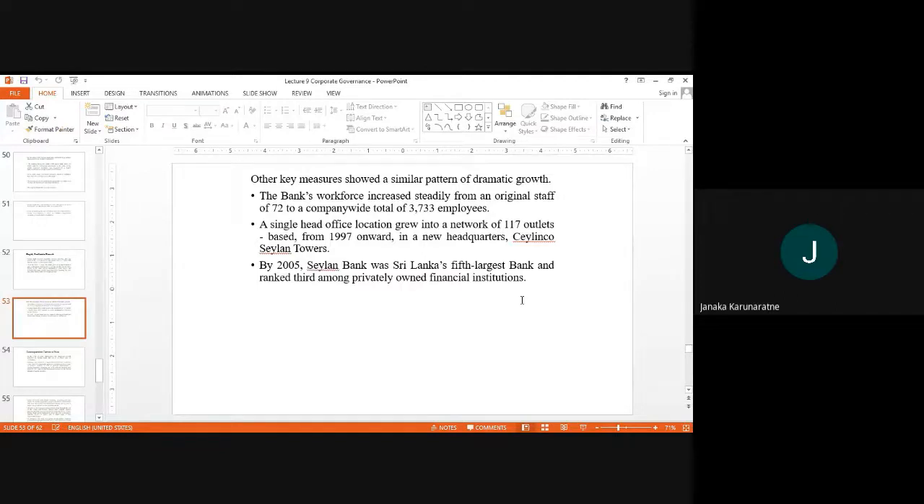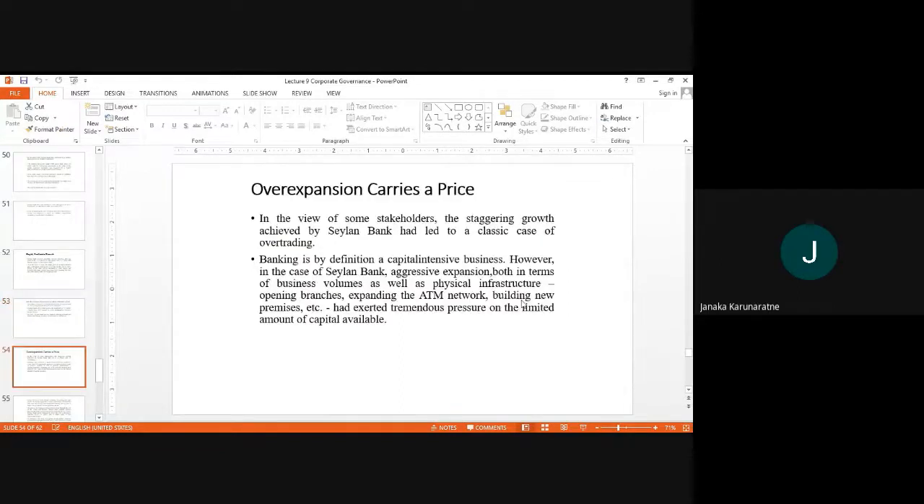By 2005, Ceylon Bank was Sri Lanka's fifth largest bank and ranked third among privately owned. So if you look at the two state banks, which are the largest, then among the private banks it is the third. Now, look at factors. Over expansion carries a price. In view of some stakeholders, staggering growth achieved by Ceylon Bank had led to a classic case of overtrading. So the bank has been expanding beyond its capacity without capital, without taking risk into account.